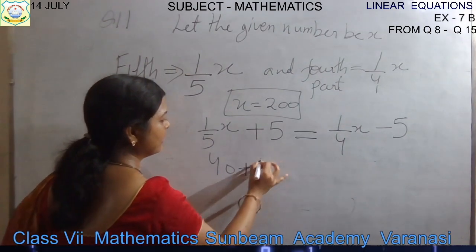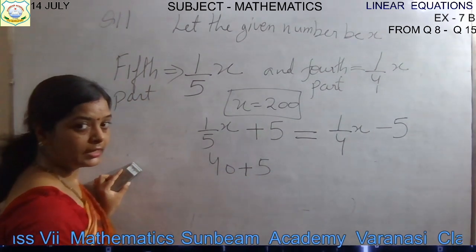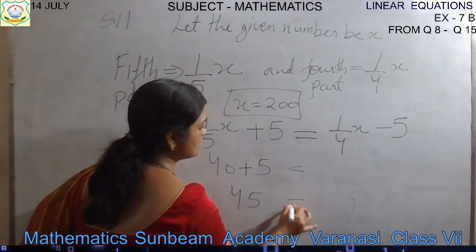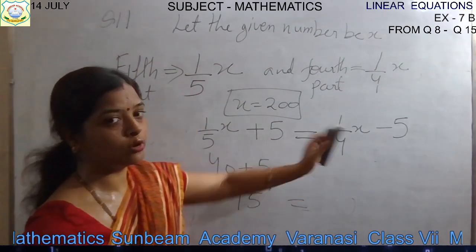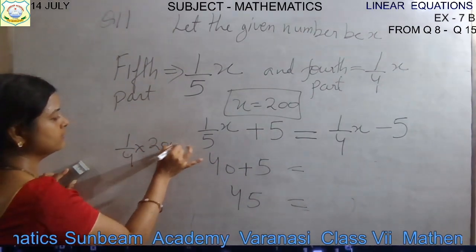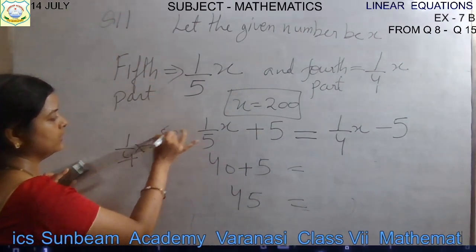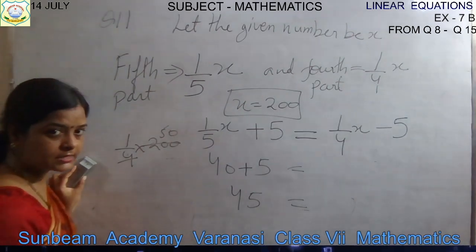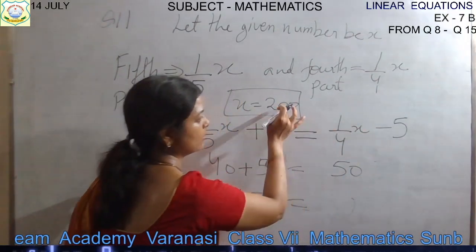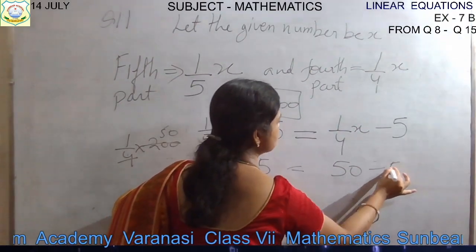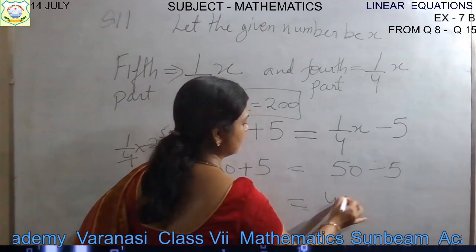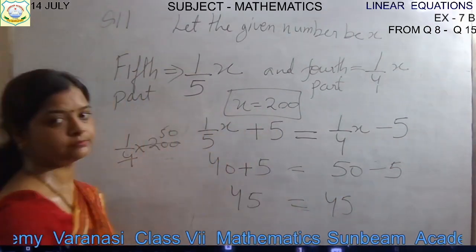When you add 5 to it, that is 45. It will be the same as how much? 1 by 4 of x. So what is 1 by 4 of x? That is 200. 4 fives are 20. It is 50. So here it is 50. 1 by 4 of 200 is 50. When you decrease that number by 5, what will you get? 45.